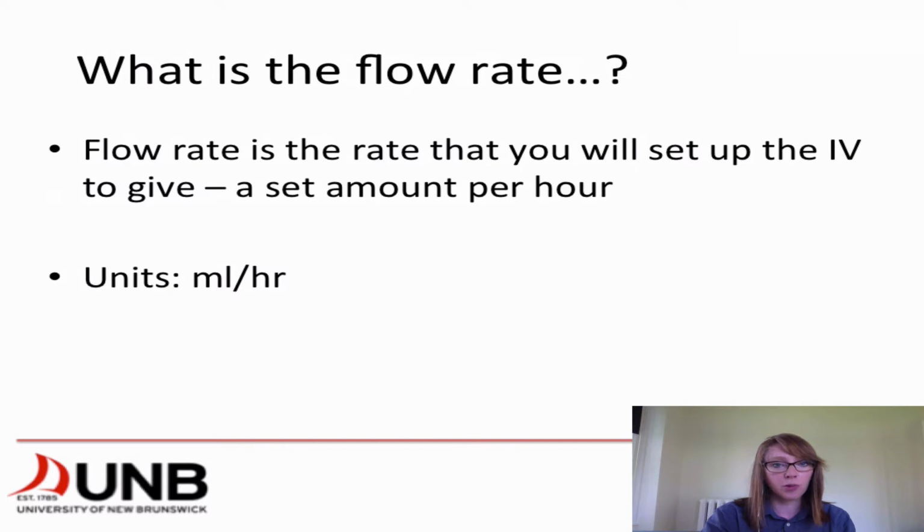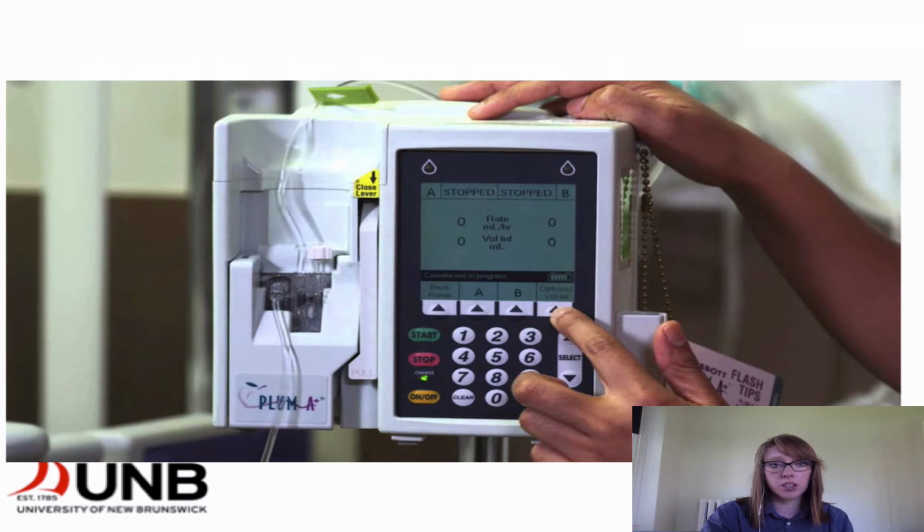If you've never heard of it before, it might sound a little bit intimidating, but the flow rate is the rate that you're going to set up your IV to run, and it's a set amount per hour. So in saying that, our units for flow rate are always going to be mils per hour. Every institution uses a different IV pump, and you can also use gravity lines as well, which I'll talk a little bit more about in my next video if that's something you'd like to check out. But this one here is a Plum pump, and I just wanted to showcase that on the screen there. You can read it says rate mils per hour, and that's what you would be setting in.